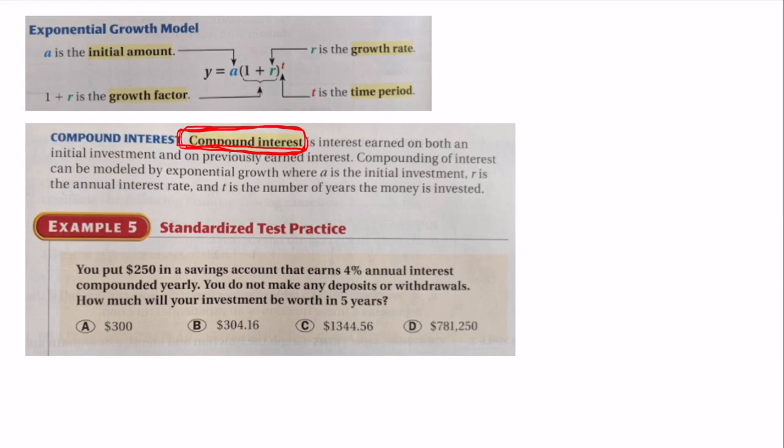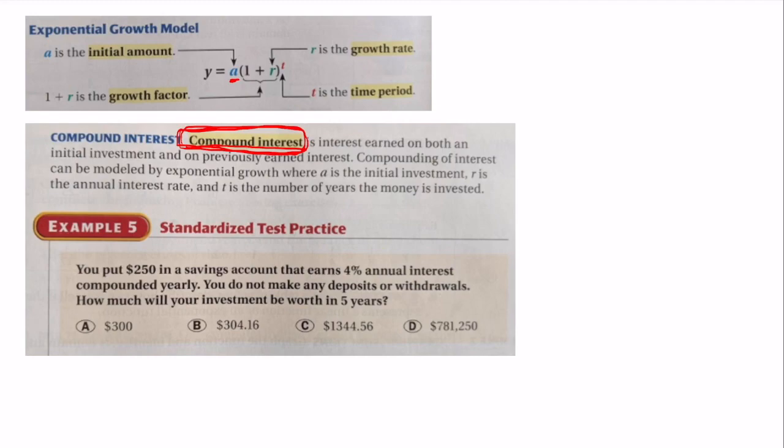And then the amount at the end of the second year, you're growing that. And you're compounding that interest that you're growing. So compound interest is earned on both an initial investment and on previously earned interest. Compounding of interest can be modeled by exponential growth, where A is the initial investment, same as before, right? We're not changing anything. R is the annual interest rate. And remember, we're doing 1 plus R because we want to know not just what we're making, but also what we already had there. We want to add that all together. And T is the number of years the money is invested.